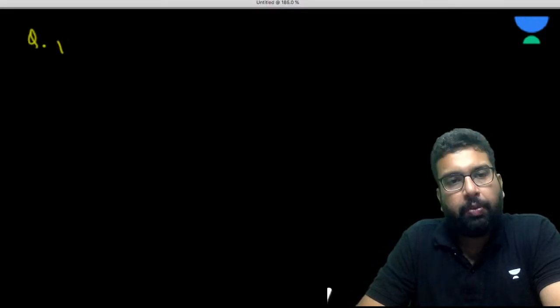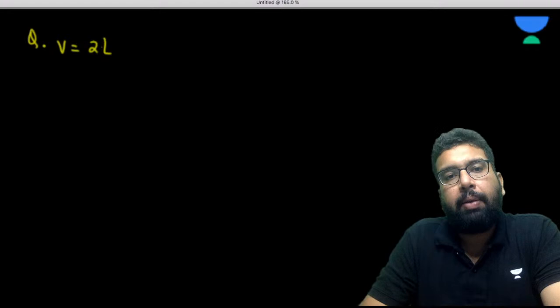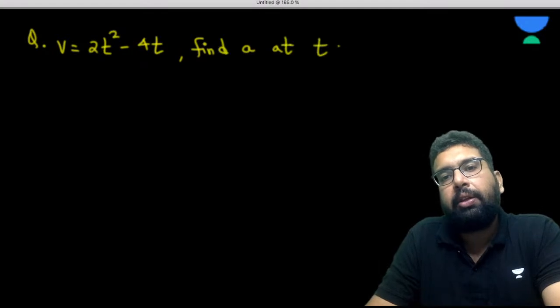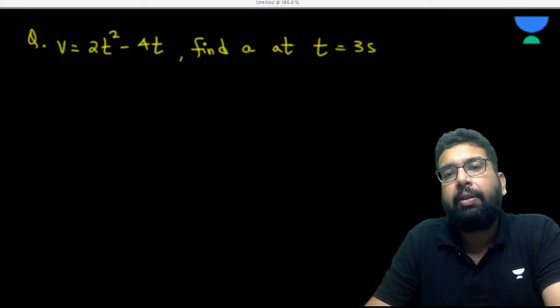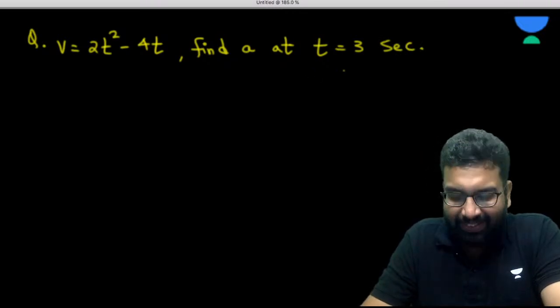Okay. Now let's solve some questions. So V is equal to 2t square minus 4t. Find acceleration at t is equal to 3 seconds. This is not 5, you remember, this is 3 seconds, as sometimes my 3 looks like a 5, so I'll write it like this, otherwise the students get confused.